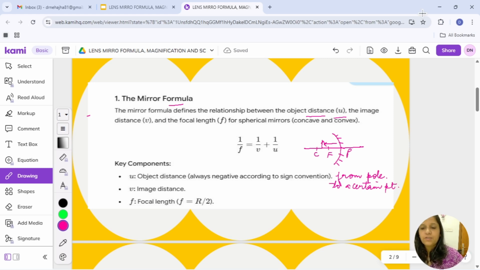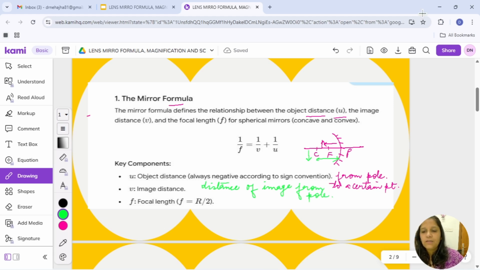Now the image, suppose the image is forming here. So the image distance from the pole, this entire distance will be considered as the image distance. So the distance of the image from the pole will be considered as image distance.